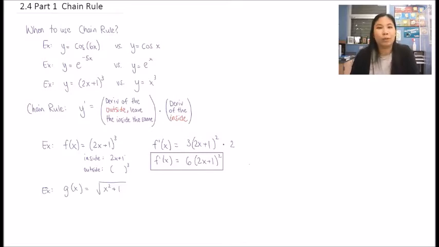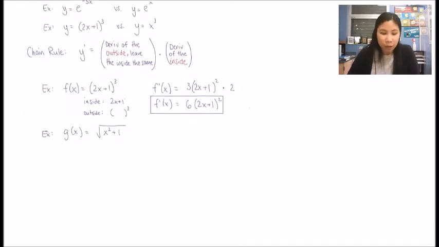Let's do another example. This time I'm going to have g of x equals the square root of x squared plus 1. First of all, I don't really like dealing with radicals when I find derivatives. I like to rewrite it using an exponent of 1/2. So this is actually going to be x squared plus 1 raised to the 1/2 power. That way I can use the power rule for it.